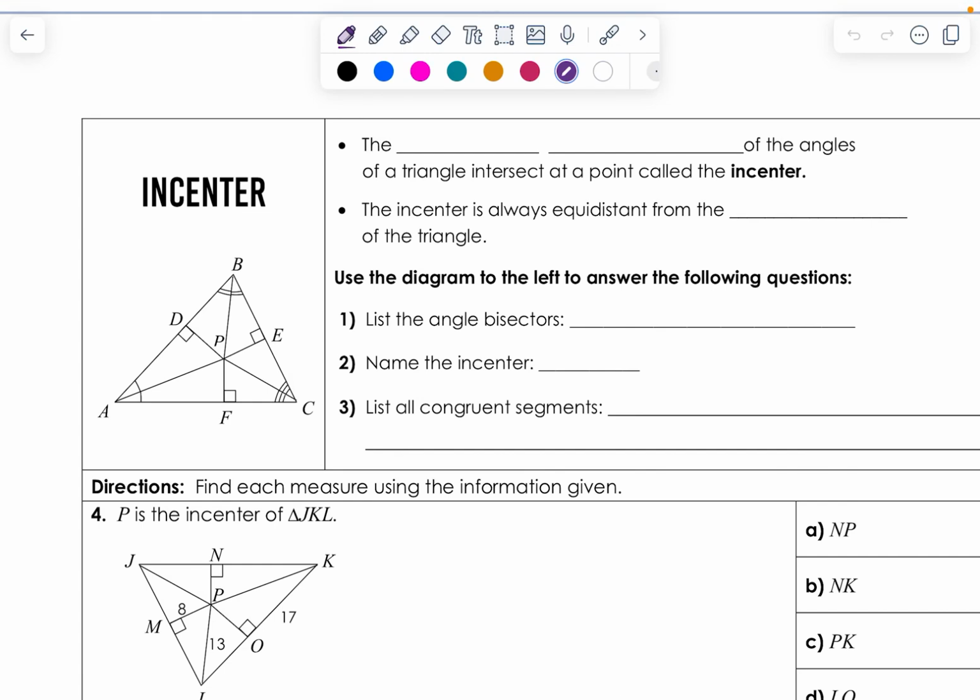All right, today we're going to be talking about the incenter. Now, the circumcenter was the intersection of the perpendicular bisectors. The incenter is the intersection of the angle bisectors. And so we can see on the picture here that these are congruent, and angle B is bisected and angle C of the triangle is bisected. And if you remember, every point on the angle bisector is equidistant from the sides of the triangle.